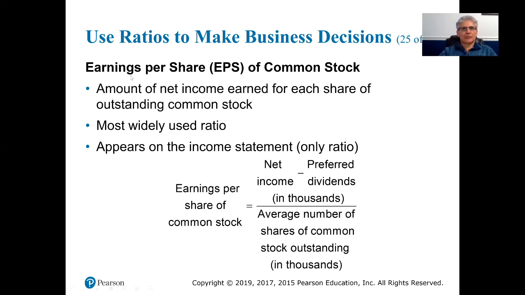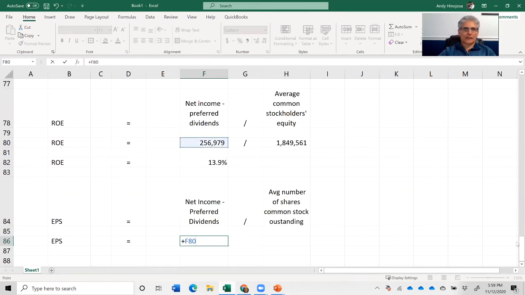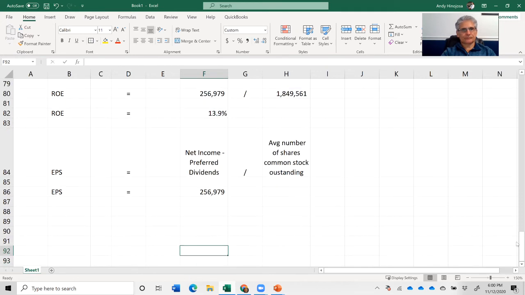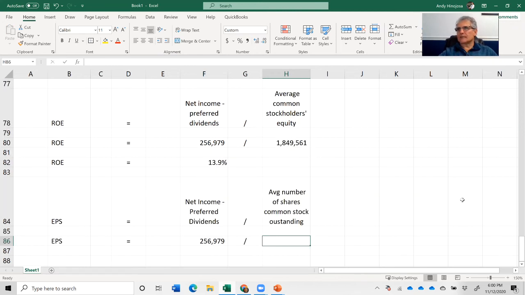The EPS is computed by taking net income minus preferred dividends and dividing by the average number of common shares outstanding, the average number of shares of common stock outstanding. Okay, so net income minus preferred dividends. Net income, we know preferred dividends is 0. We've already done this computation, so 256,979. The average number of common stock outstanding can be a little bit tricky. Let's see if we even have enough information.